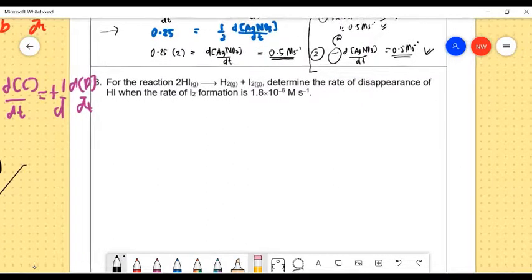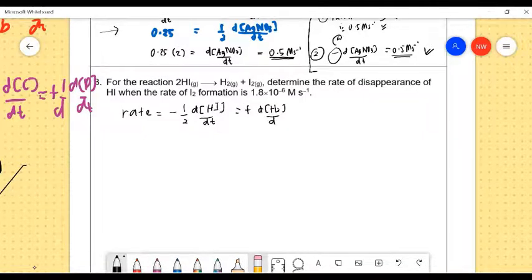For the reaction 2HI produce H2 plus I2, determine the rate of disappearance of HI when the rate of iodine formation adalah 1.8 kali 10^-6. So, sekarang ni saya minta tulis rate of disappearance. Bila melibatkan differential rate equation, I suka tulis balik dia punya differential rate equation. So, rate equal to negative 1/2 d[HI]/dt equal to positive d[H2]/dt equal to positive d[I2]/dt.